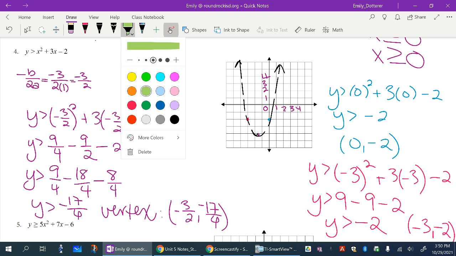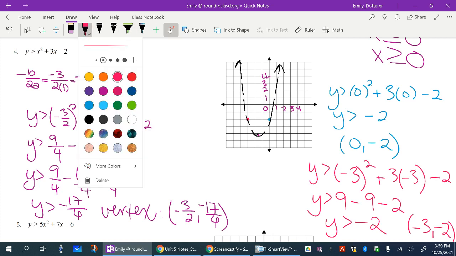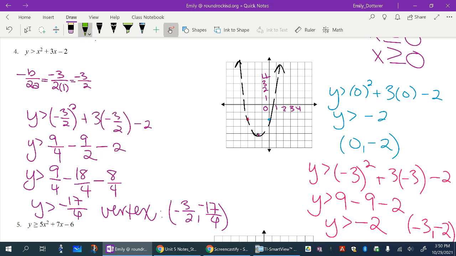Okay, and now what we're going to do is the shading. So we need to pick a point that's not on our curve. 0, 0 is always going to be the easiest because you plug in 0 for x and 0 for y. If we get a true statement out, we shade there. Otherwise, we shade on the opposite side of the graph.